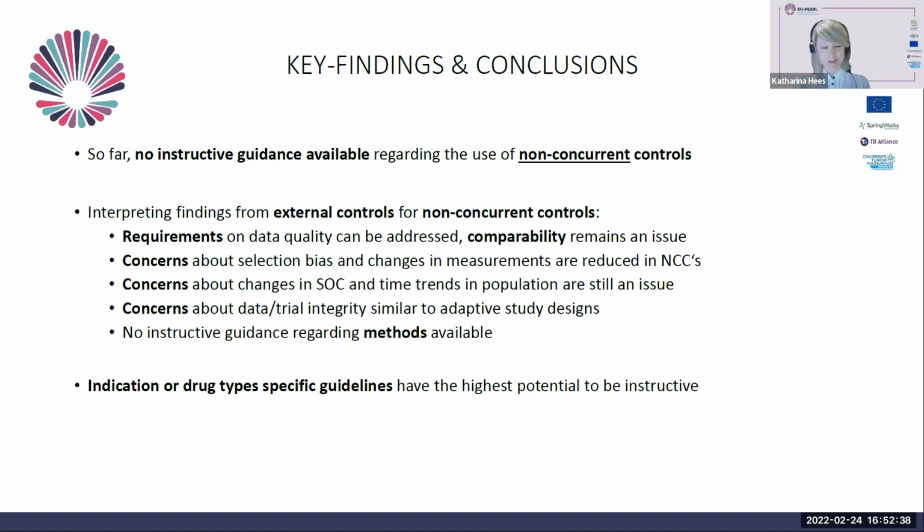Comparability is also better, but I would say it remains still an issue. So the concerns about selection bias and changes in measurement are reduced, but the concerns about change in standard of care and time trends are still an issue. And I would say a good example is here probably the FDA guideline for master protocols in COVID-19. So the concerns about data and trial integrity are probably similar to those in the context of an adaptive clinical trial.